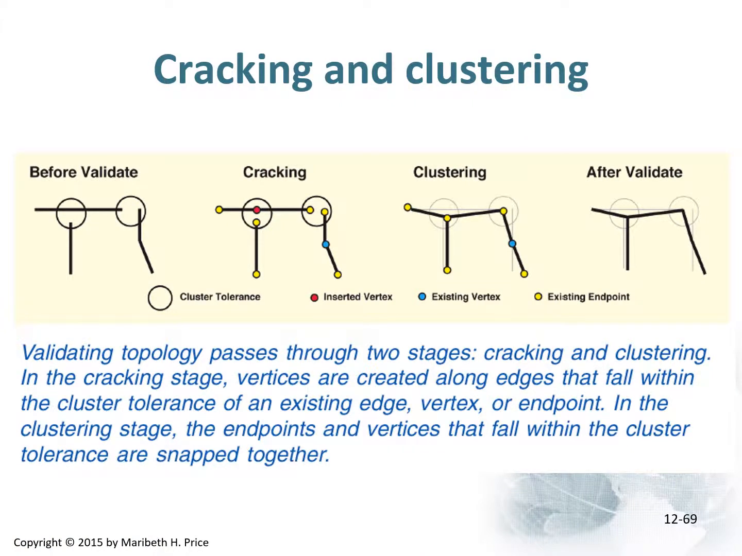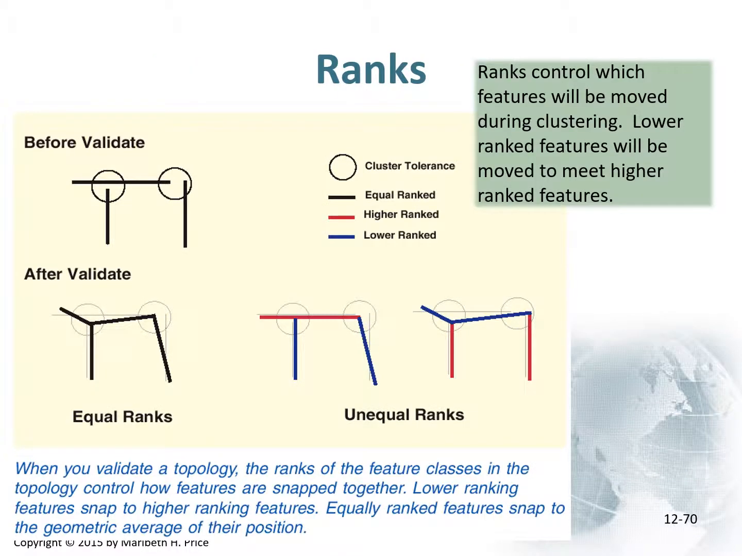Cracking and clustering. Validating topology passes through two stages, cracking and clustering. In the cracking stage, vertices are created along edges that fall within the cluster tolerance of an existing edge, vertex, or endpoint. In the clustering stage, the endpoints and vertices that fall within the clustering tolerance are snapped together. So the first thing we do is create these things. Second thing is we identify ones that are within the right distances, and then we pull them together. Ranks control which feature will be moved during clustering. Lower ranked features will be moved to meet higher ranked features, and so you can set sort of an order of importance as to which ones are moved to meet which ones.